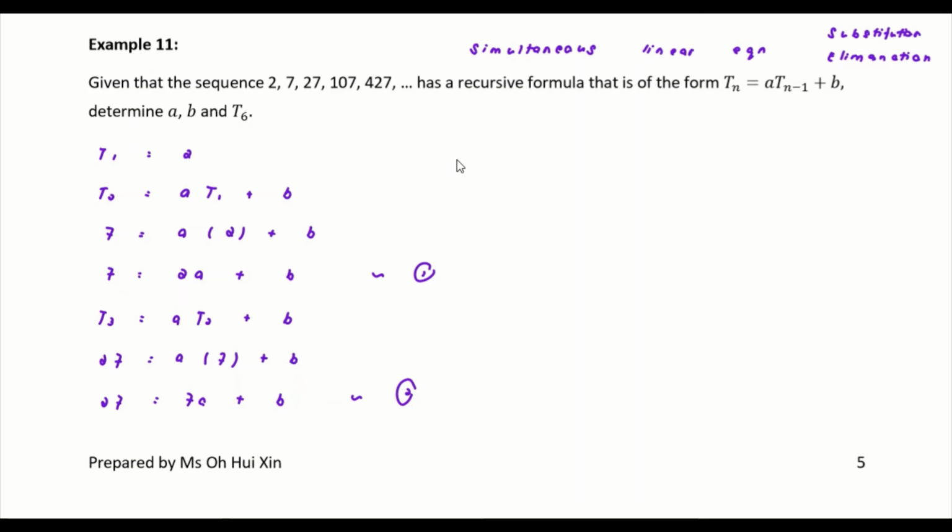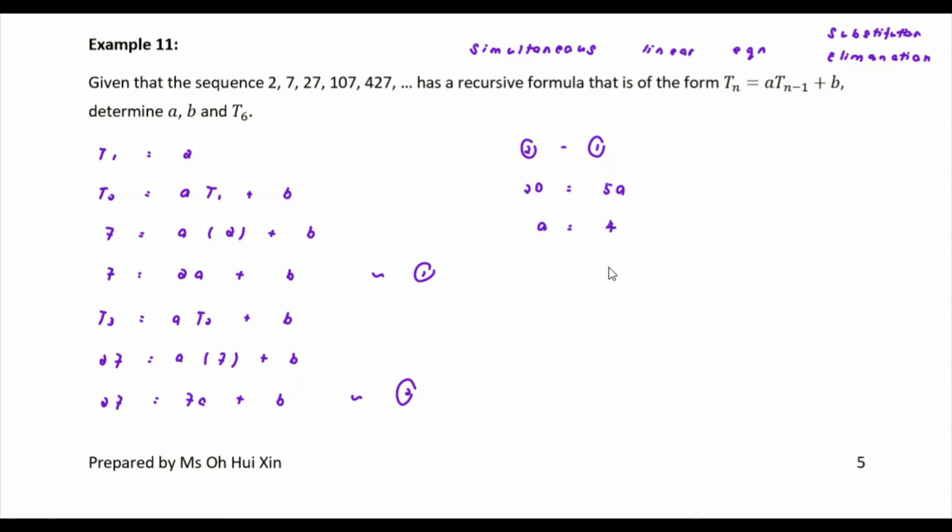When I do elimination, since this is 2A and 7A, I prefer to get a positive number, so I'm going to use the second equation minus the first equation. So 27 minus 7 gives 20. Then 7A minus 2A gives us 5A. B minus B, then I don't have B. This is how I eliminate B, so this method is called elimination. From here, I'll be able to get A equals 4.